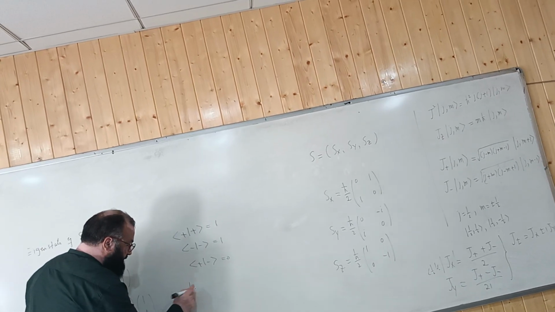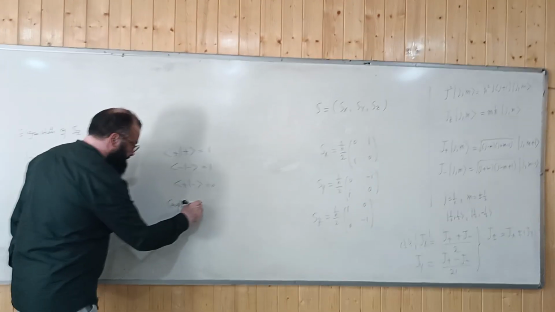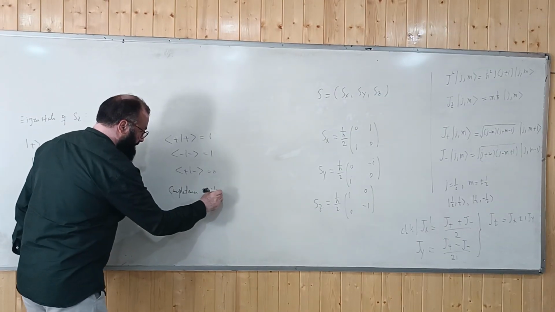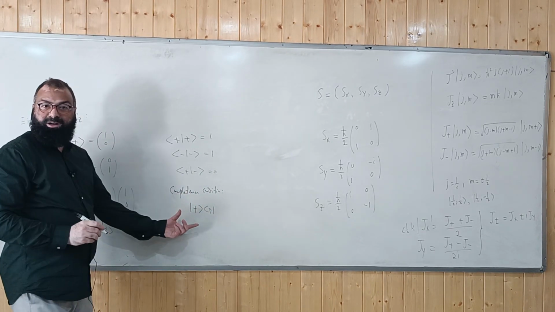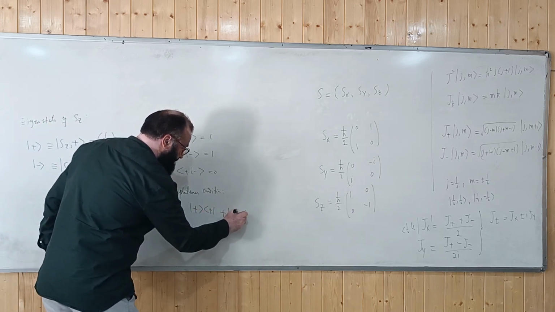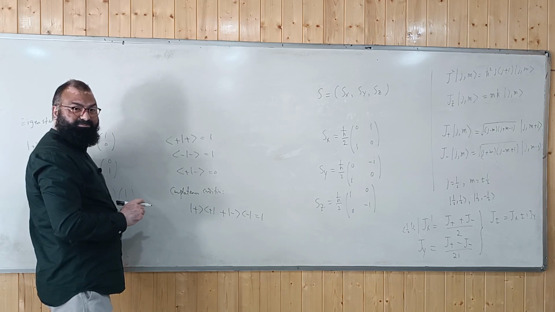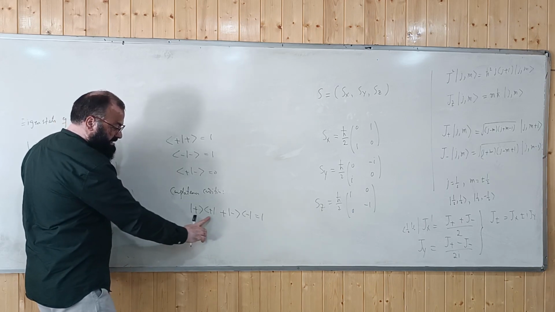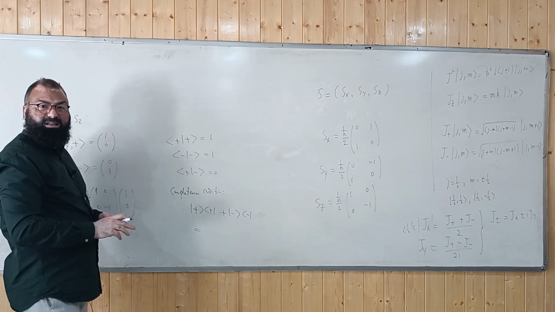So let's check the completeness condition. If I take now plus, that means you have to take the outer product of the states, plus plus and minus minus, that is equal to... Now let's check it. What is plus plus? Okay, so let's check this thing.